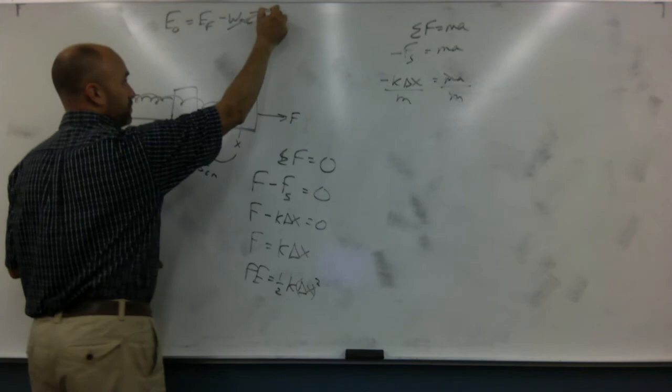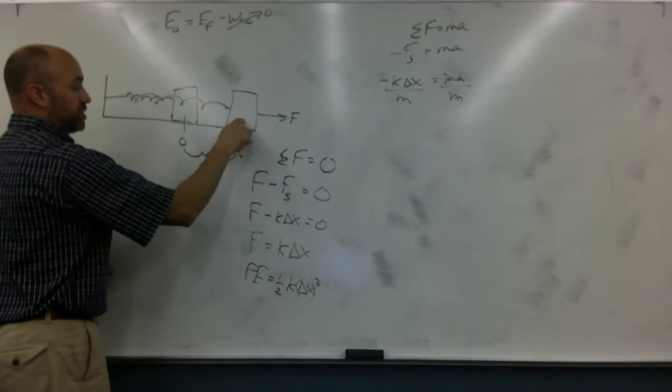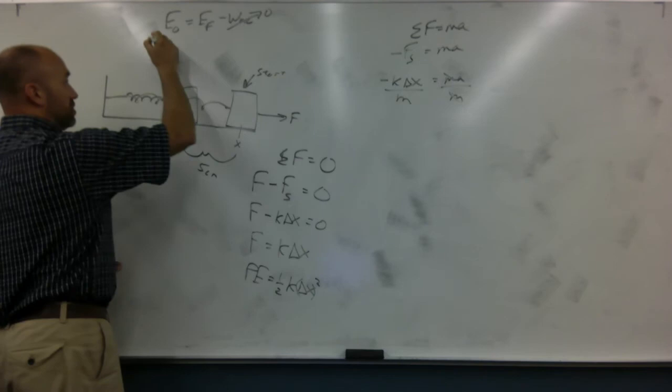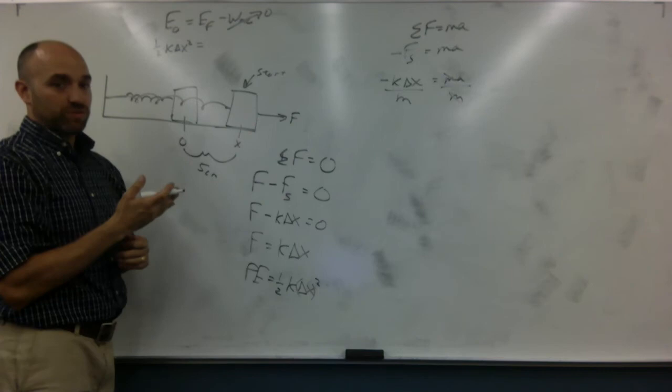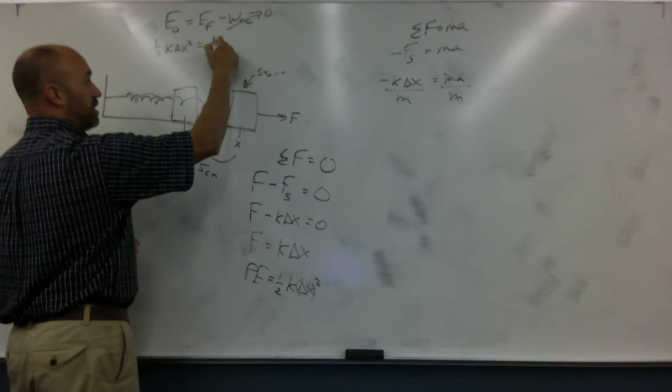I think this is frictionless, isn't it? Yeah. Okay. So there's no friction. And so initial energy was when you're out here, this is the start. So initial energy is 1/2 k delta x squared, because it's all stored in that spring. And the final energy is right back here, and that's the equilibrium position of the spring. So the spring is not stretched or compressed. There's no spring energy here. It's all kinetic energy. And now you solve it for speed.